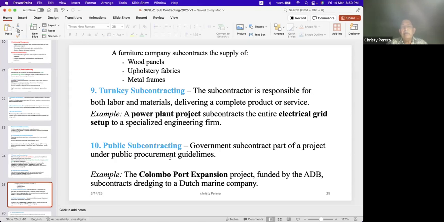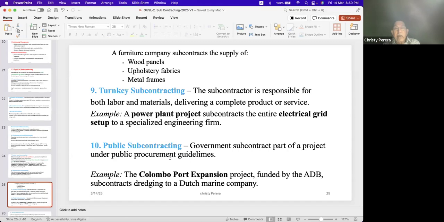Public subcontracting. Sometimes government subcontracts part of a project under public procurement guidelines. Government is going to do some work, but the government wants to give some portion of it for subcontracting. To give that, you know very well, you will have to follow the public procurement guidelines. As you are aware, the tender procedure, everything, you will have to follow according to the public procurement guidelines.